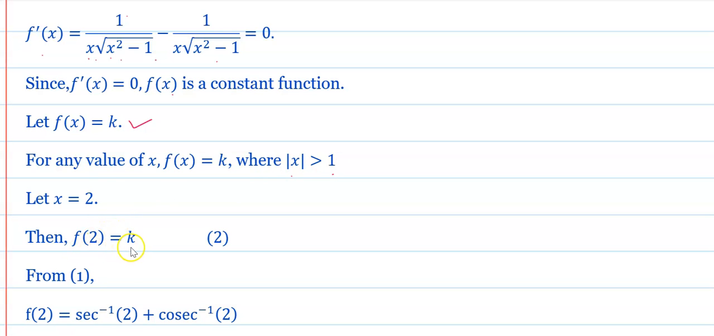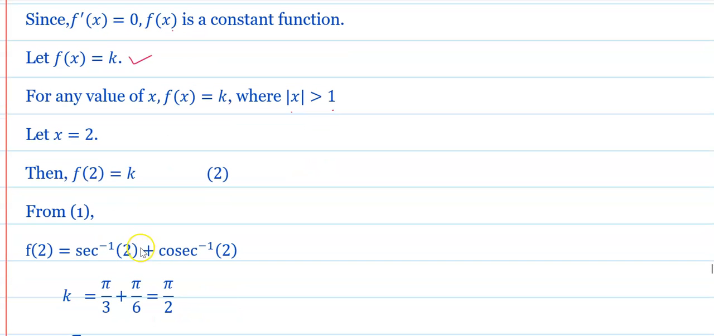Therefore f of 2 is equals to k, and substitute f of 2 is equals to sec inverse of 2 plus cosec inverse of 2. Okay. Now what is the sec inverse of 2? म्हणजे sec ची 2 व्हॅल्यू कुठल्या अँगलला येते? It means that it is a pi by 3. Cosec inverse of 2 means what? Cosec ची कुठल्या अँगलला व्हॅल्यू 2 येते? It's a pi by 6.